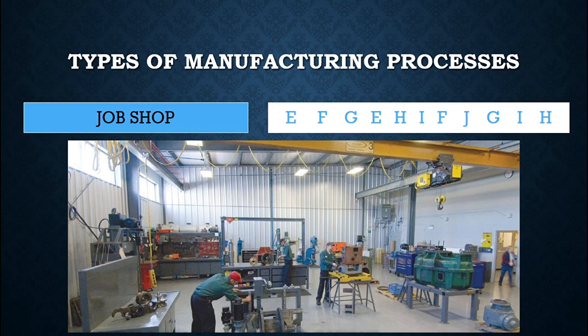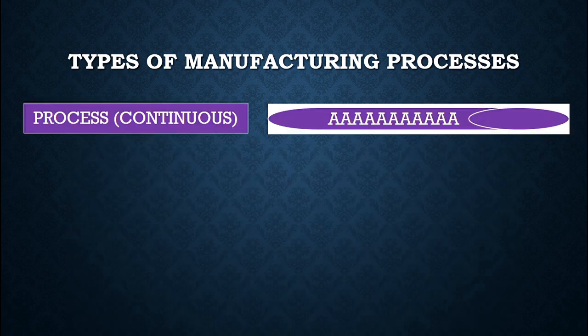Common examples are machine tool shops, machine manufacturers, commercial printing shops, and others. The fourth one is continuous process manufacturing. It is similar to repetitive in the sense that it also runs 24/7.